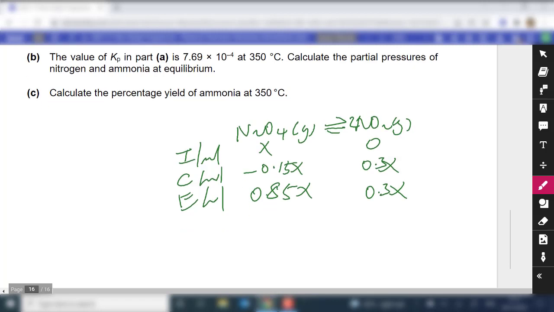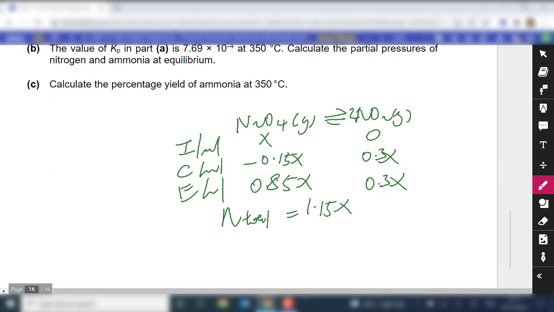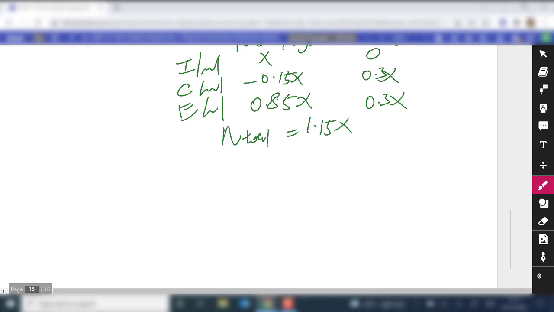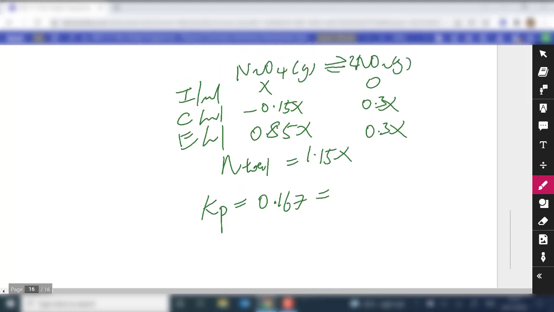Okay, so the equilibrium total number of moles would then be equals to 0.85x plus 0.3x, that would be 1.15x. Okay, so because it's at the same temperature, so Kp will be constant at 0.167. Again, you will equate this to 0.3x over 1.15x multiplied by the total pressure.